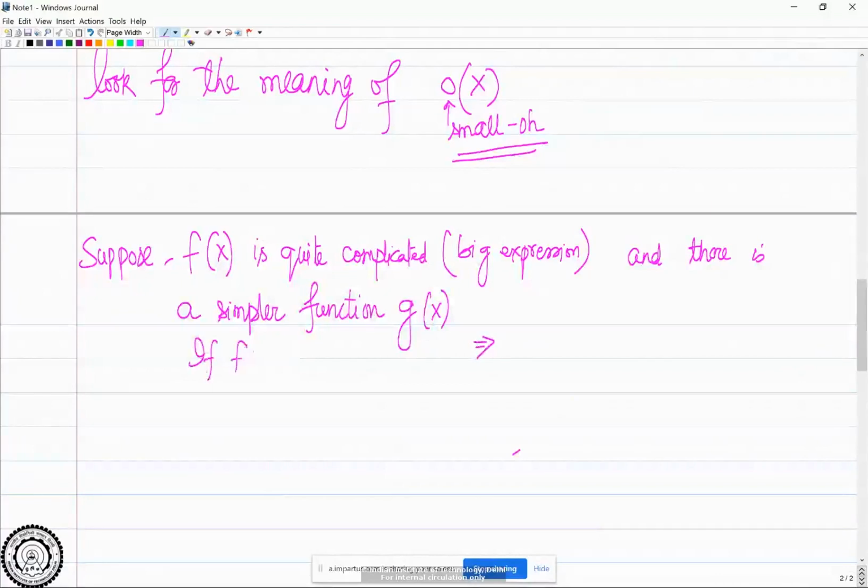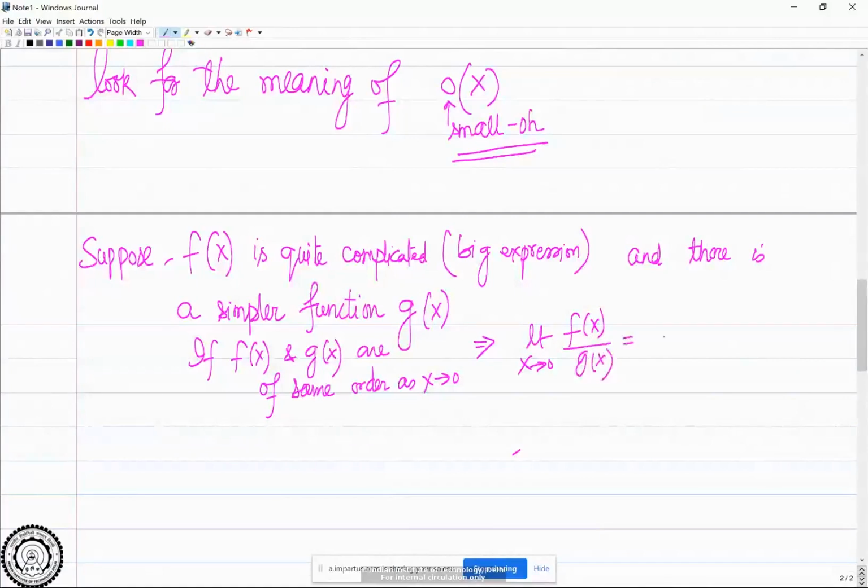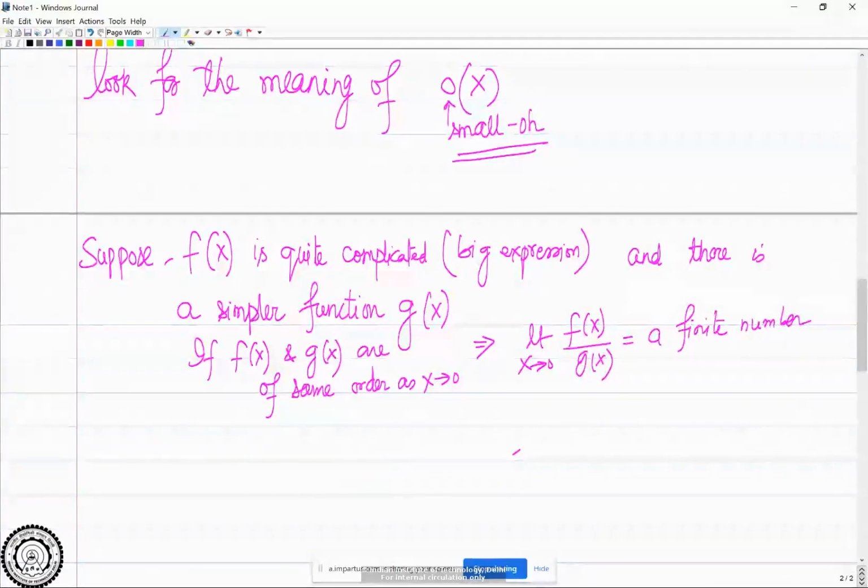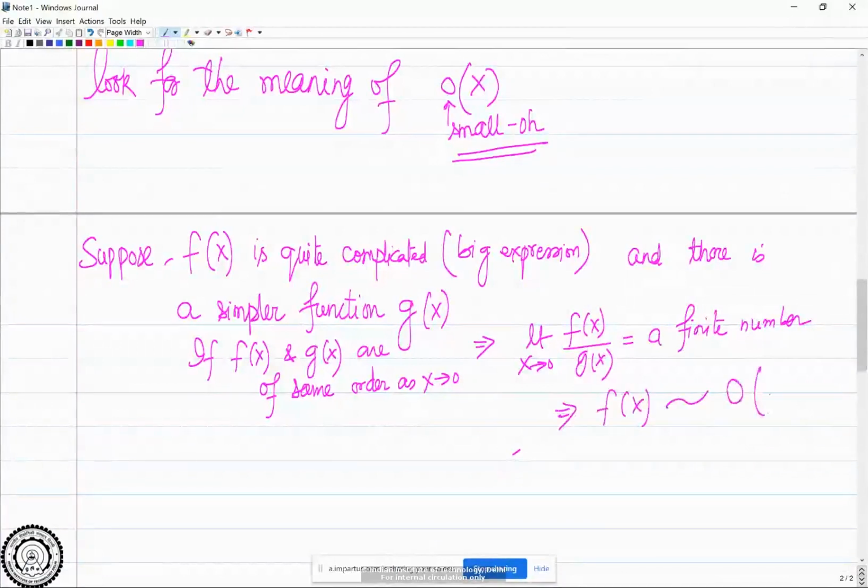So if f(x) and g(x) are of the same order as x tends to 0, that means the limit as x tends to 0 of f(x) by g(x) is equal to a finite number. This limit will not be equal to 0, or to infinity, because they are of the same order. And then we can say that f(x) is of the same order as g(x).